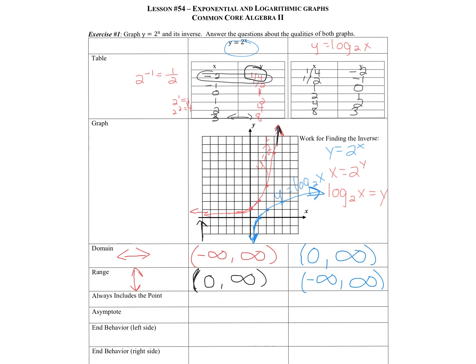What point do these graphs always include? Since anything to the 0 power is 1, any parent exponential function is going to include the point (0, 1), because if I raise whatever the base is to 0, I'm going to get 1. Switching the x and y for a parent logarithmic graph, log base b of x, whatever the base is, it's going to include the x and y switched point, so (1, 0).